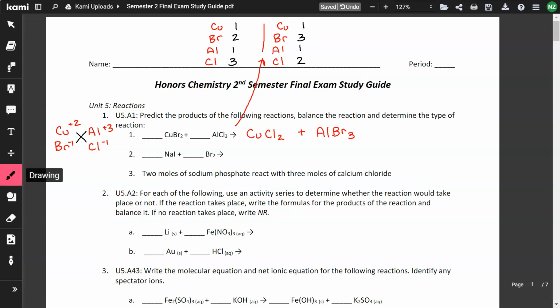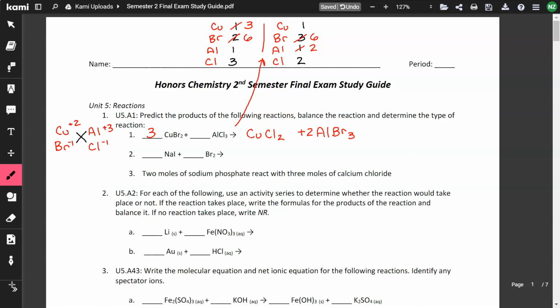So our coppers are balanced. Bromine is not. We have a 2 and a 3. So we're going to need a multiple here. The least common multiple is 6. So on the left side, let's put a 3 here. 3 times 2 is 6. And let's not forget about the copper. 3 times 1 makes this a 3. On the right side, to get our 6 bromines, we're going to need to put a 2 here. 2 times the 1 aluminum makes this a 2. 2 times 3 makes this a 6.